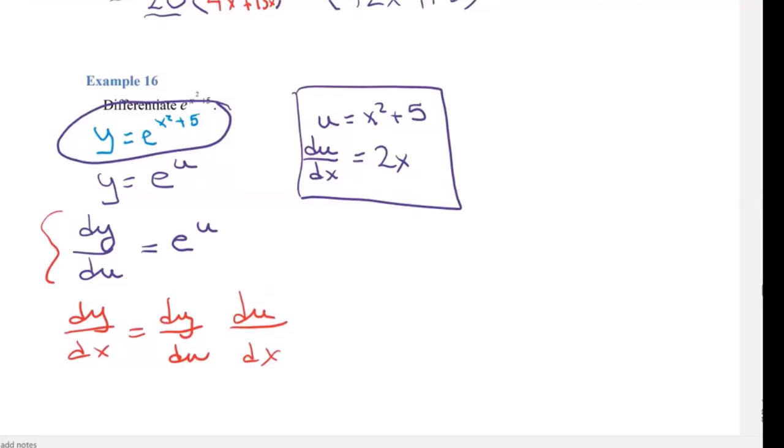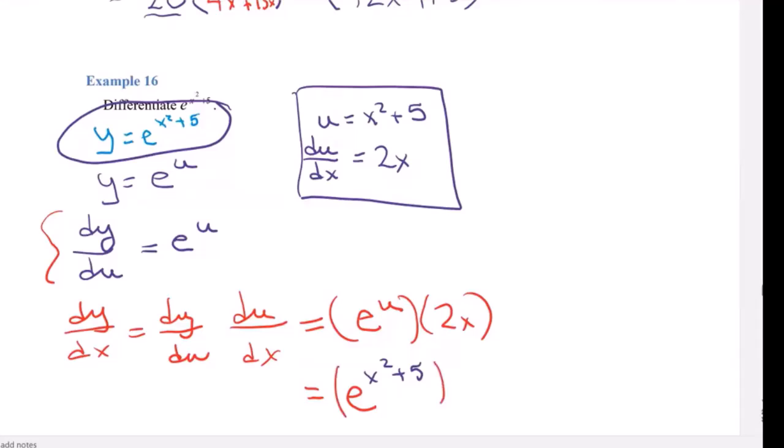So I have my chain. I can see that the du's would cancel, even though we're not going to cancel them. So I have dy/du, which is e to the u, times du/dx, which is 2x. This gives me e to the u, which is e to the x squared plus 5, times 2x. So you could write this as 2x e to the x squared plus 5.